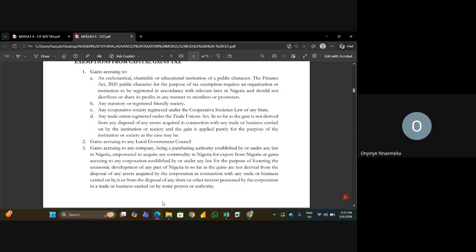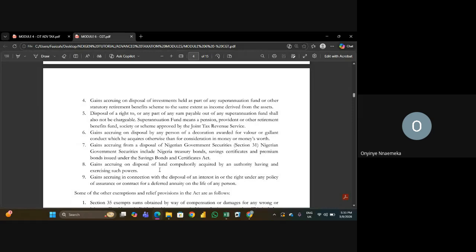Okay. So I talked about gains from statutory or voluntary trade union. Then gains accruing to any local government council, which means you cannot charge a local government council CGT. Gains accruing to a company. All this one, please go and read it. Let us not waste time on reading all these gains.